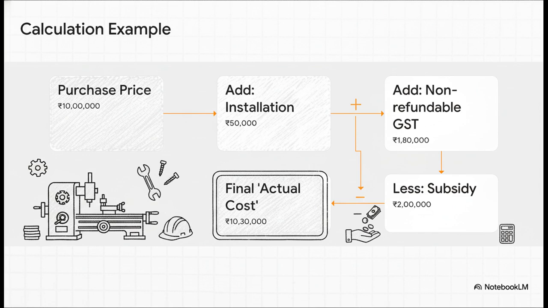But then you receive a government subsidy of 2 lakh rupees, specifically for this purchase. We have to subtract this amount. So the final actual cost for the purpose of claiming depreciation is 10,30,000 rupees. It's this final number, not the initial purchase price, that you'll use in your depreciation schedule.